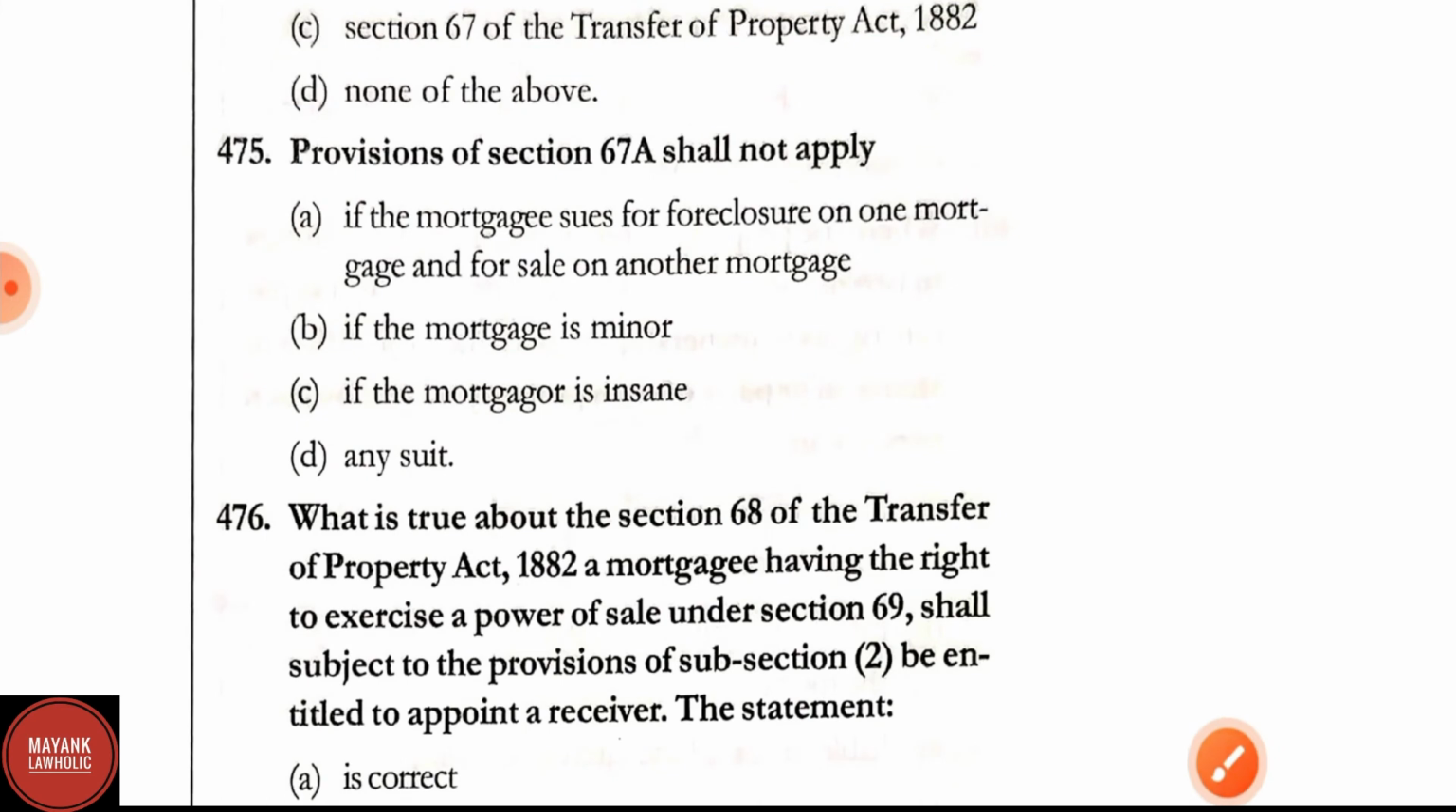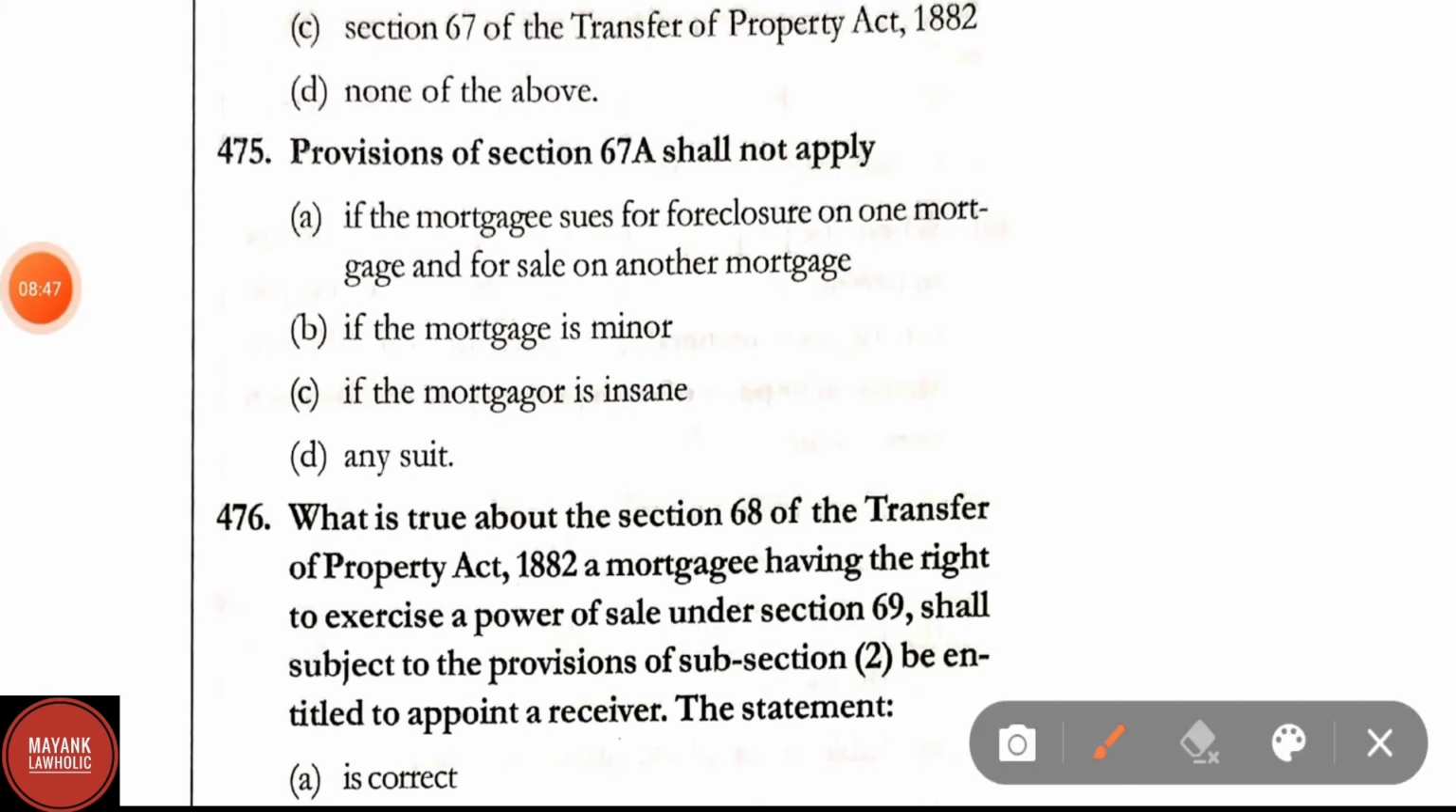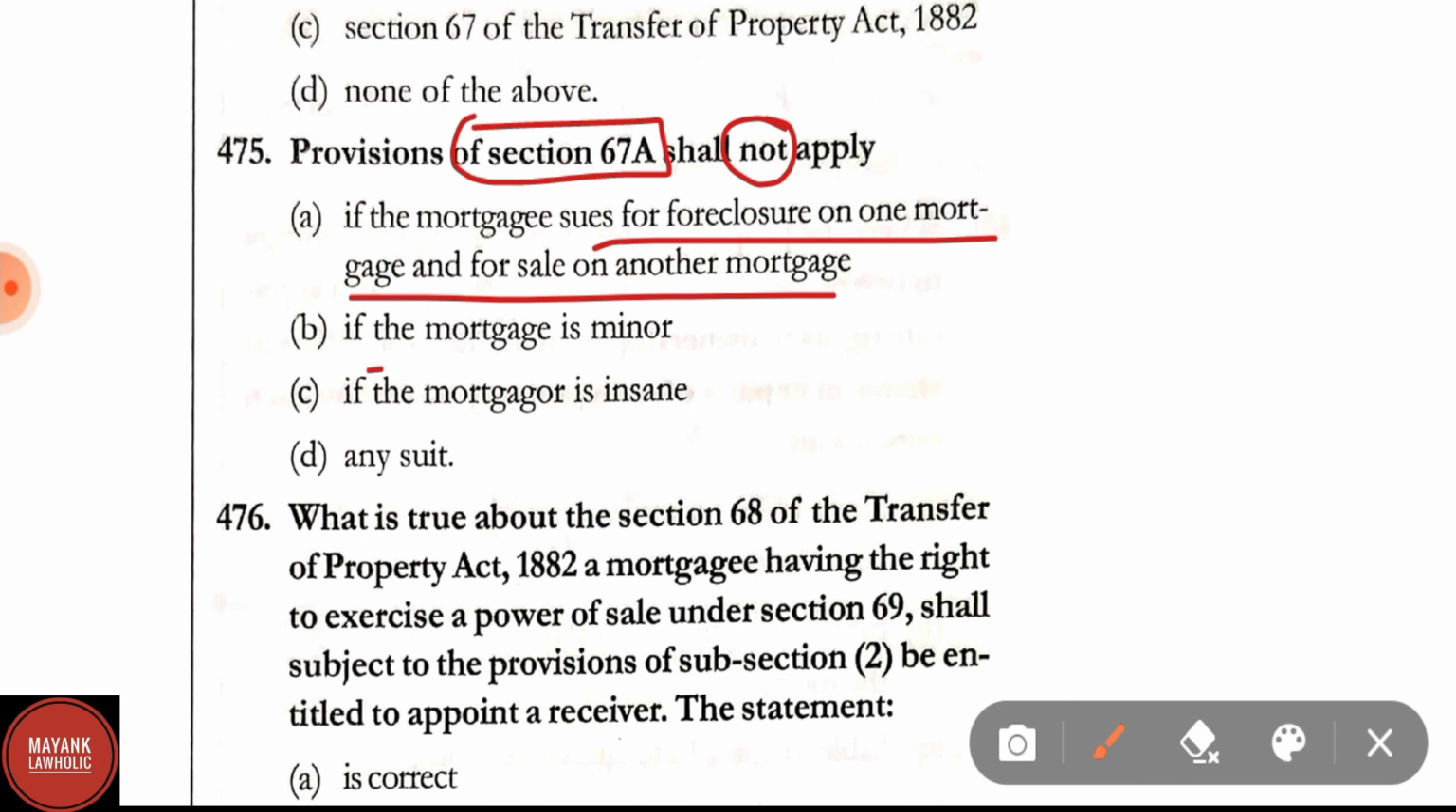Question number 475. The provision of Section 67A shall not apply if the mortgagee sues for foreclosure on one mortgage and for sale on another mortgage; if the mortgagor is a minor; if the mortgagor is insane; any suit. Here it has been asked, the provision of Section 67A shall not apply. Option A is the correct answer.